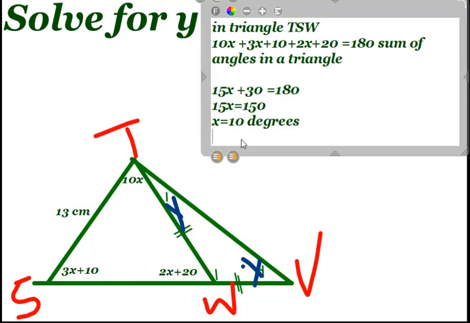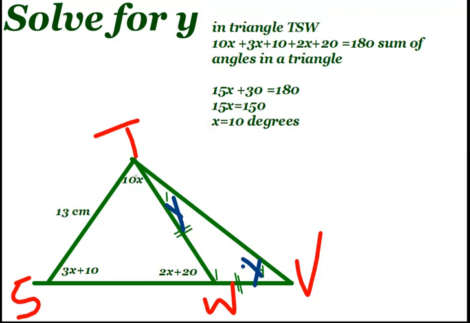And if x is equal to 10 degrees, let's substitute thereafter to get our T, S, and W. So 10 times 10 is 100. 3 times 10 is 30, plus 10 is 40. 2 times 10 is 20, plus 20 is also 40.